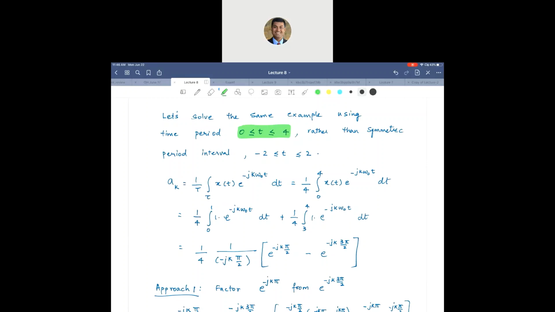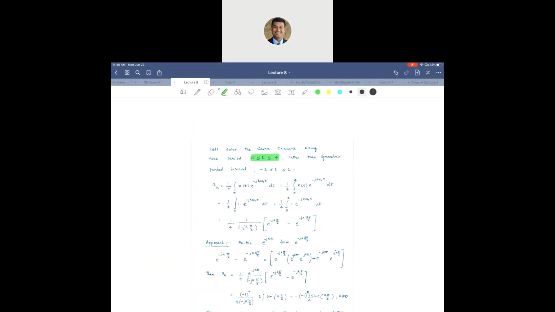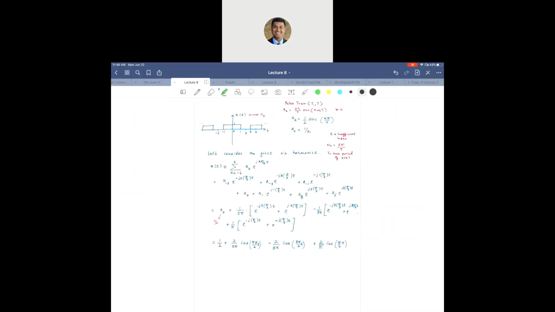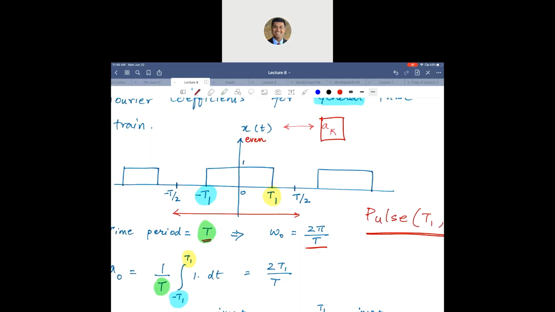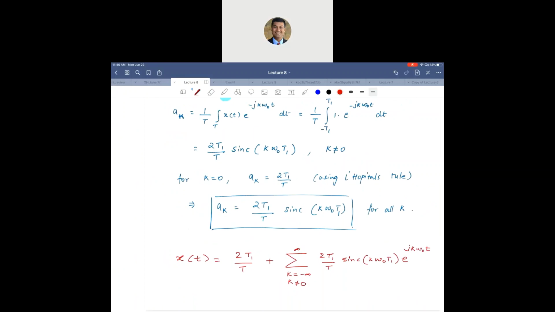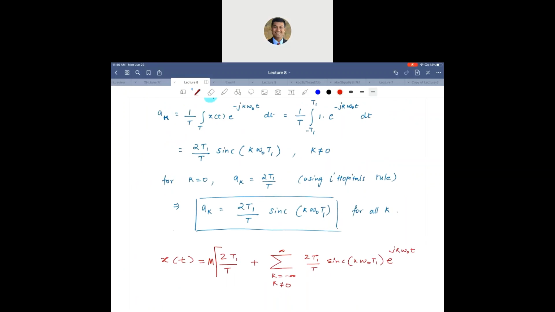So Adrian says, what if the amplitude is not 1? So let's make this m. Everything will be m, right? So everything will be multiplied by m.